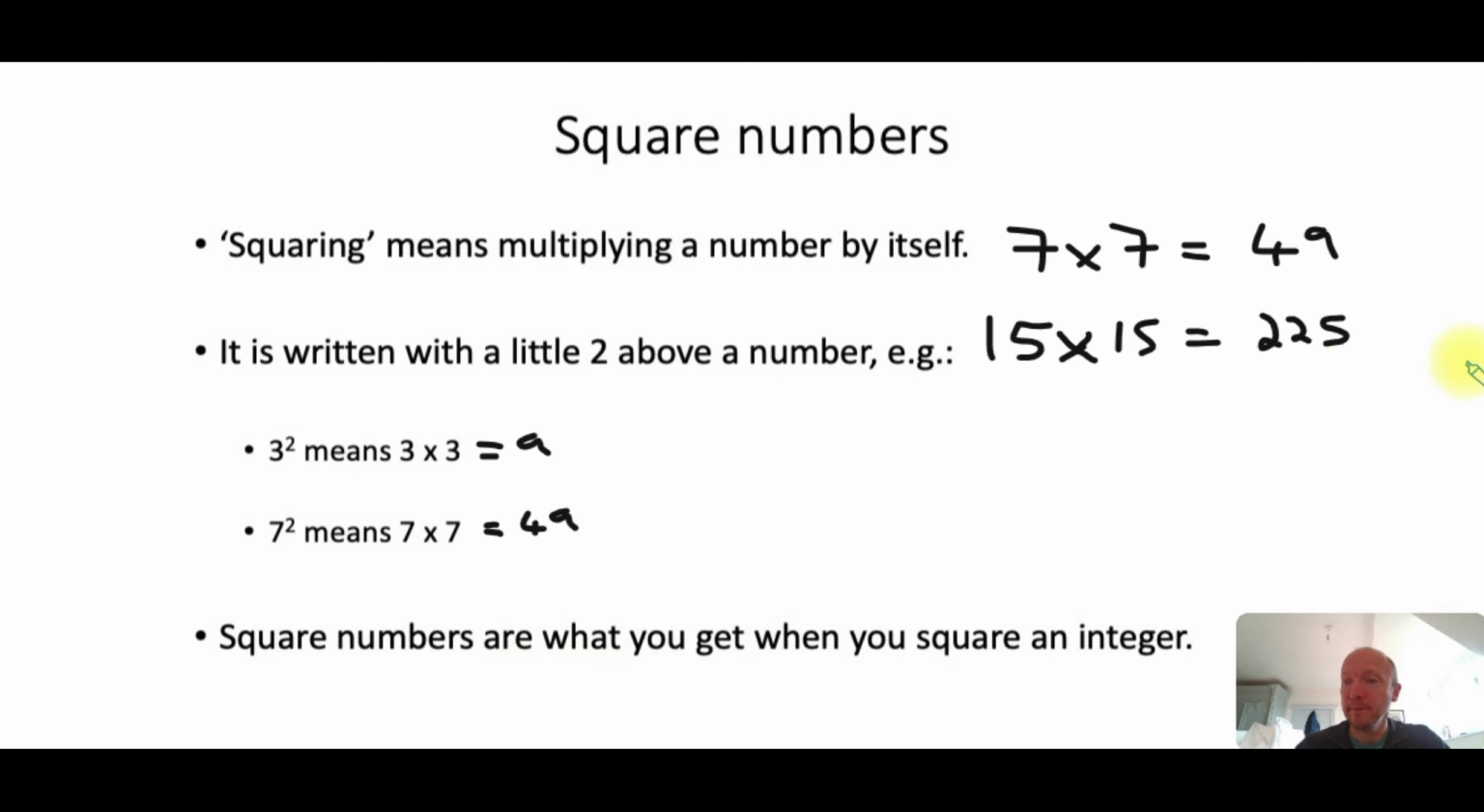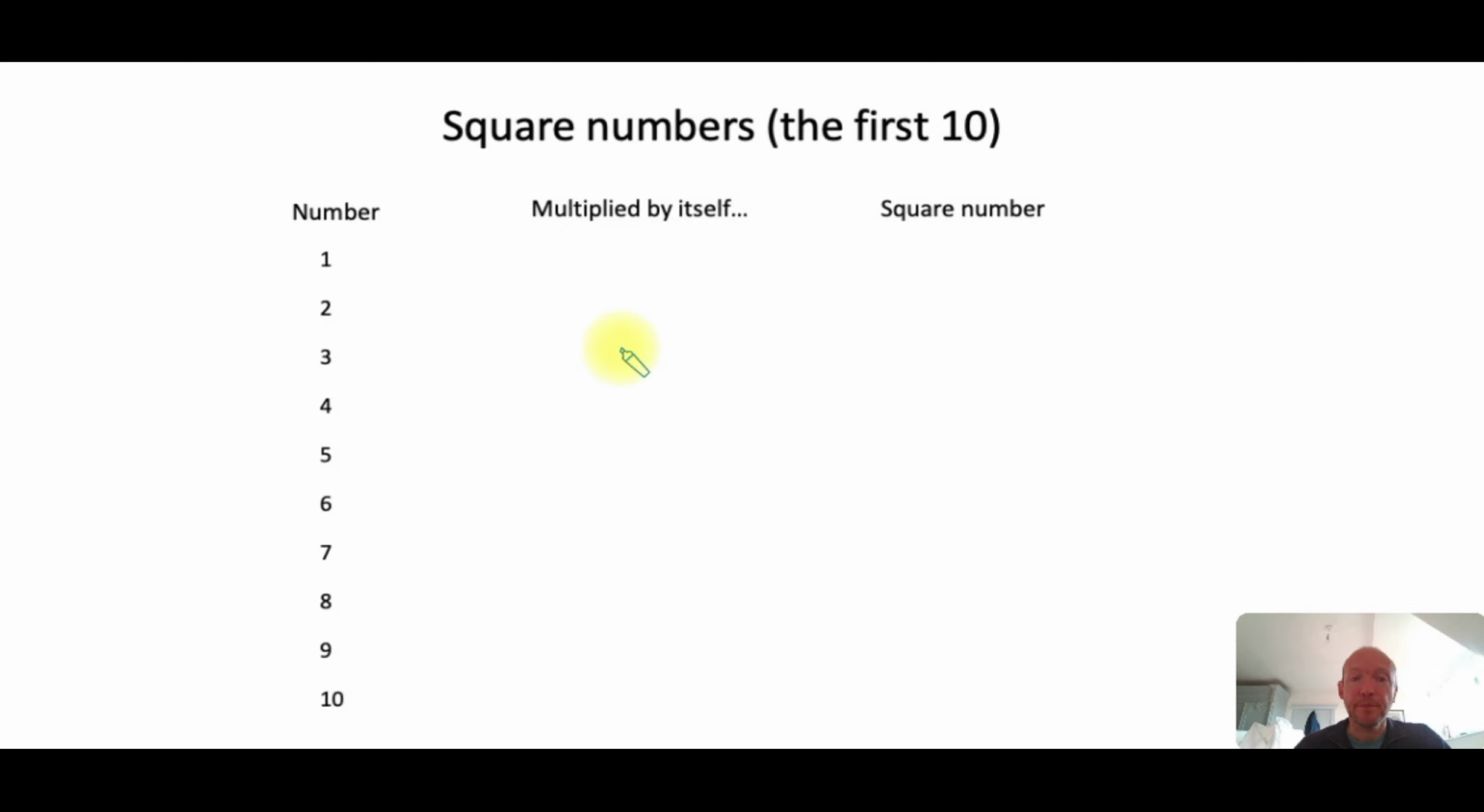So let's have a look at some of those. If we take the number 1 and multiply it by itself, we have 1 times 1, which gives us 1. So 1 is an example of a square number, a number that is the result of squaring a whole number. 2 multiplied by itself, 2 times 2, is 4. So 4 is a square number. 2 isn't a square number, because 2 is not the result of multiplying something by itself. 4 is because it's the result of doing 2 times 2.